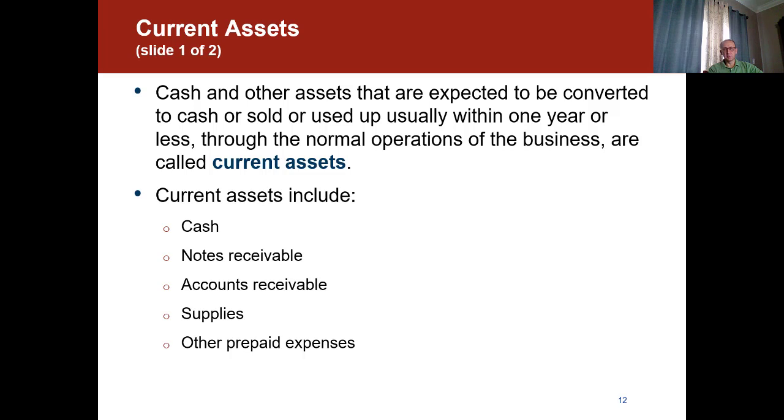So what are some examples? Cash, accounts receivable, notes receivable, supplies, any kind of prepaid expenses. All of these are examples of cash or other assets that are expected to be converted to cash or sold or used within 1 year.